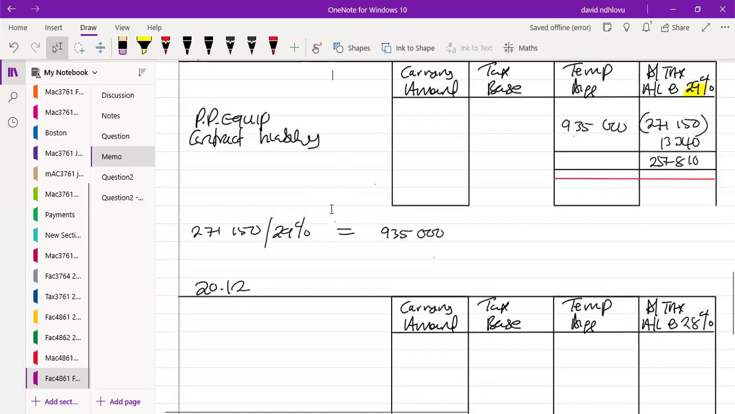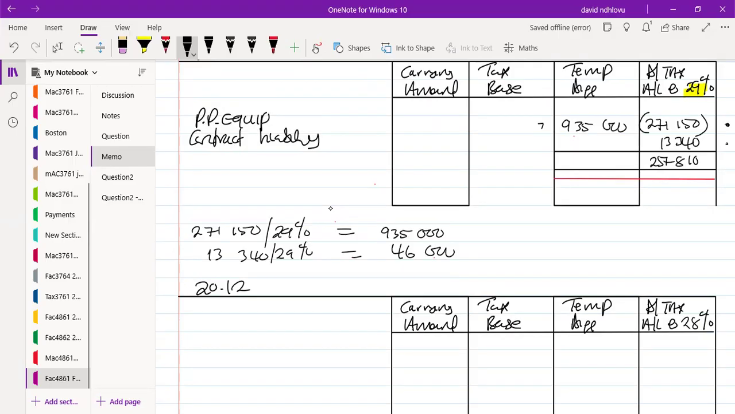And then the one for 13,340, divided also by 29%. That will give me 46,300. You see this one is negative, this one will be positive; this one is positive, this one will be negative. It's always like that. 935,000 minus 46,000, then I'm sitting on 889,000, which is a positive amount, times 0.29. It gives me exactly that figure.